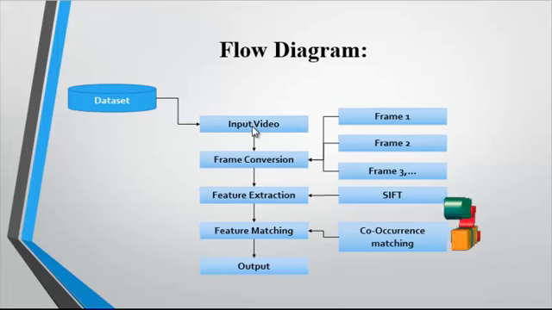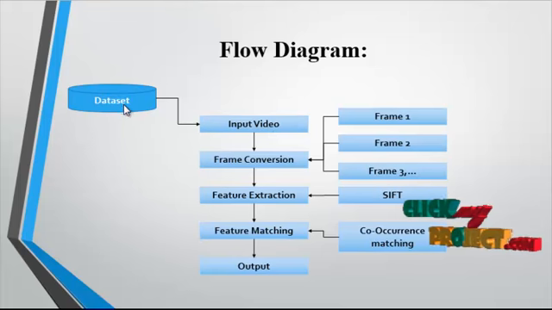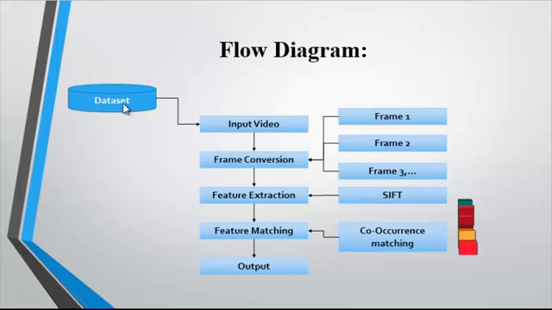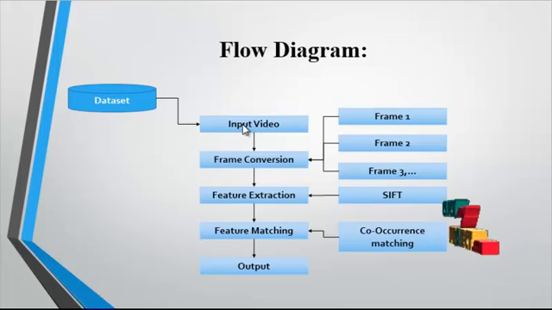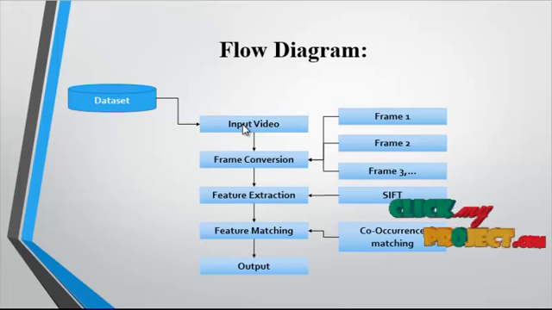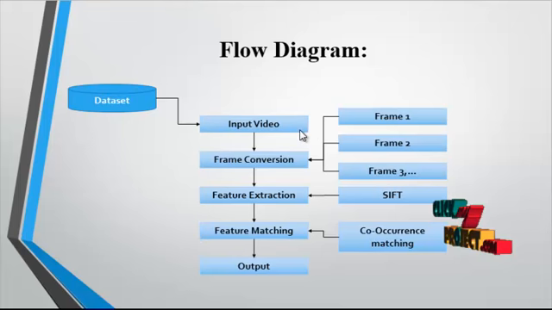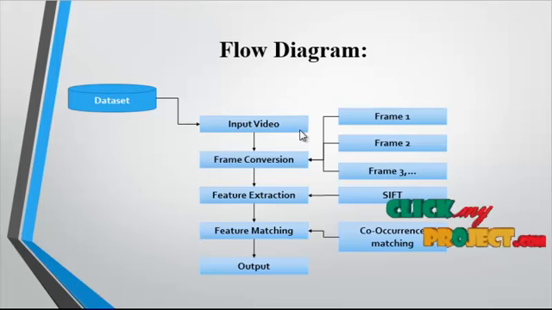At first, the input video is taken from the dataset. The dataset consists of several input videos. The input videos are in two major formats: the .avi format and the .mp4 format. After getting the input video from the dataset, the input video is converted into a number of frames. The number of frames is nothing but converting the video into a sequence of images.